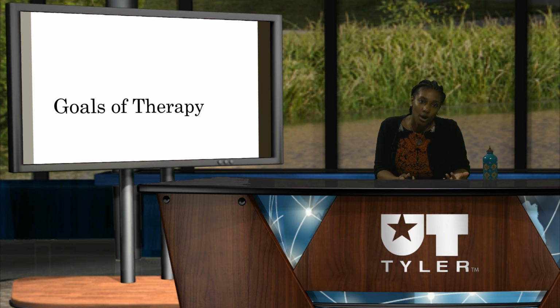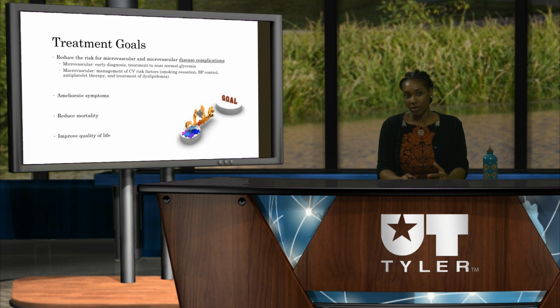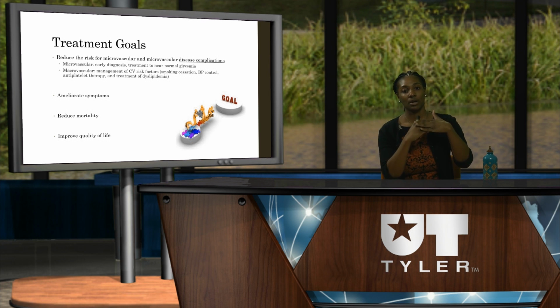All right, so what are our overall goals of therapy? As pharmacists, we're always focused on what's the goal, what are we trying to do with this particular treatment approach. For type 1 diabetics, the main goals are listed here. We want to reduce the risk of microvascular and macrovascular disease complications. Some of those microvascular things can be treated if they're diagnosed early, and usually they should be treated in patients that are near normal glycemia. Once you can get those blood sugar levels near normal, those microvascular complications usually go away. Those are things like retinopathy, neuropathy, things that affect the microvascular system, and we'll talk about those.